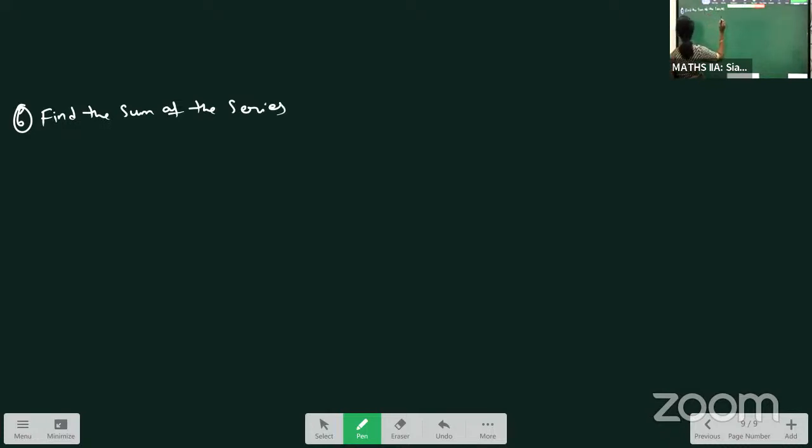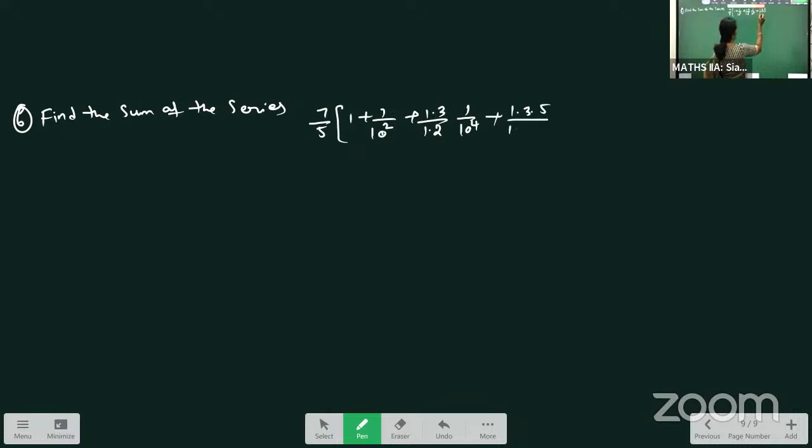7 by 5 into 1 plus 1 by 10 square plus 1 into 3 by 1 into 2, 1 by 10 power 4 plus 1 into 3 into 5 by 1 into 2 into 3, 1 by 10 power 6 plus and so on.